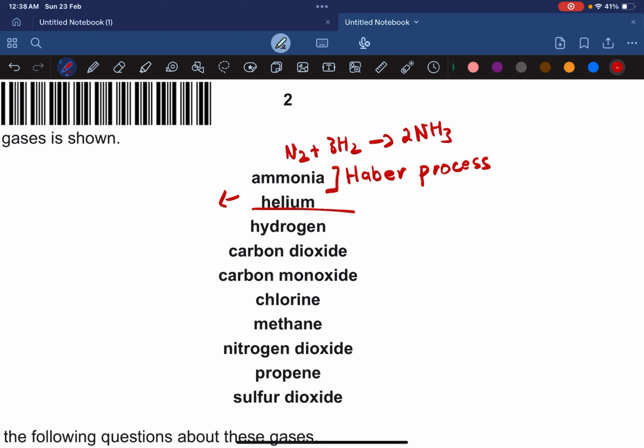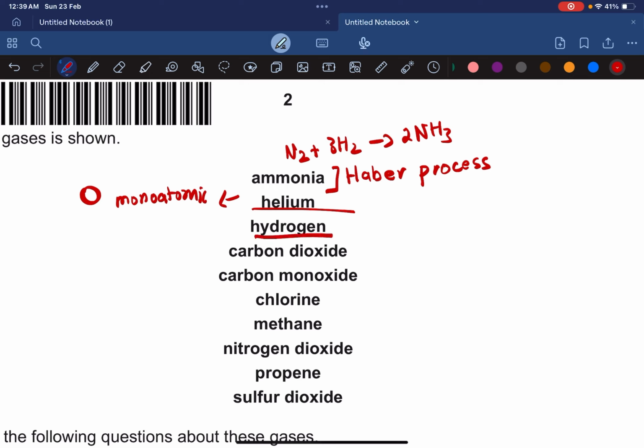I know that helium gas is a monatomic gas. Monatomic means that it is made up of a single atom. It does not exist as molecules. It's a single atom. Then, because it's in group 8, group 8 means full outer electron shell.